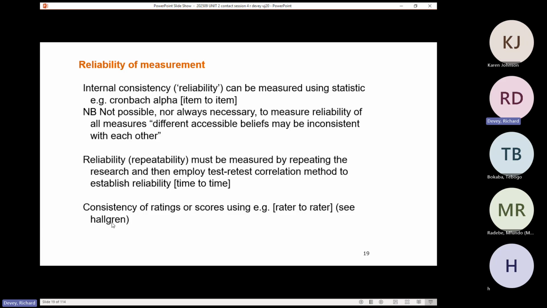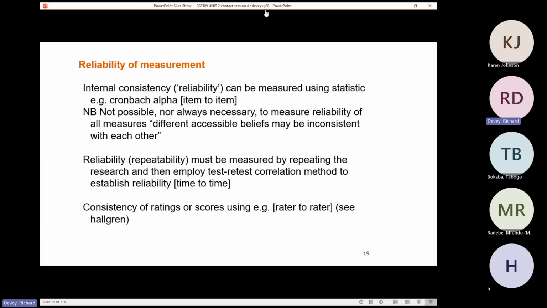There is a paper that I've shared with you by Hallgren, which focuses on measures of rater reliability, essentially. The entire paper focuses on different types of rater reliability that we can measure, and different types of statistics that we use to measure it, depending on what value is being rated. Is it a number? Is it a category? Depending on how many raters there are, whether they are the same raters or different raters, and so on. So you can get quite complex scenarios for the rating of scores.